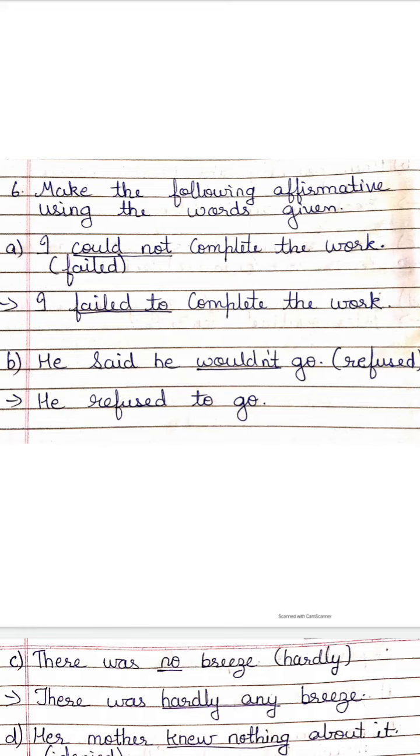I could not complete the work, and in bracket I have given failed. So you have to use the word failed to make this sentence affirmative, because the word not is here, therefore this statement is negative. So I failed to complete the work. With failed I have also added to make the sense. So I have removed the negative, and by using failed to, I have made the sentence affirmative. So now this sentence is affirmative.